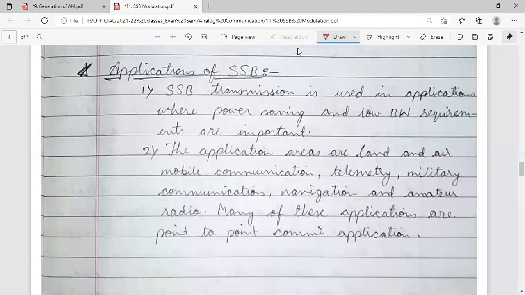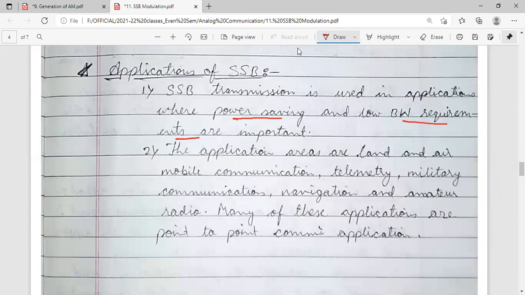Applications: power saving, जहाँ power saving की जरूरत होगी वहाँ इसका इस्तेमाल करेंगे. And low bandwidth requirement जहाँ हो, है ना, जहाँ पर हमारे पास बैंडविड्थ कम है, there the SSB will be used. Application areas are land and air mobile communication, telemetry, military communications, navigation, and amateur radio. So these applications are point-to-point communication applications.